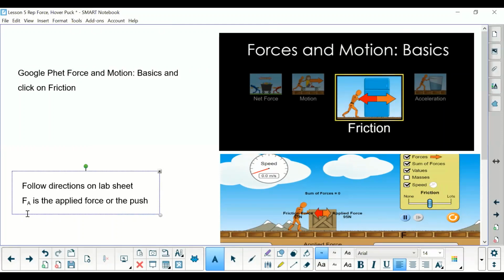One thing that can confuse people: FA on my lab sheet is the applied force. That's how much you're pushing. The applied force in this picture when I screenshotted it was 95. The friction force was also 95. So you're just going to follow directions. It tells you to click on various boxes over here.